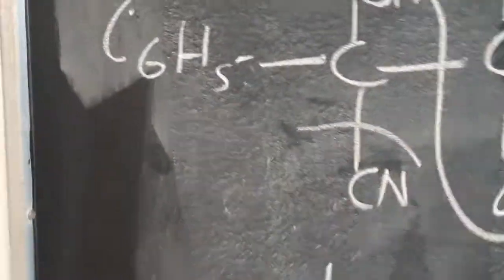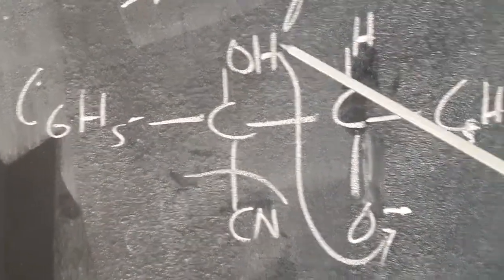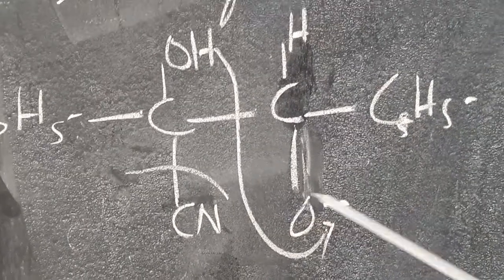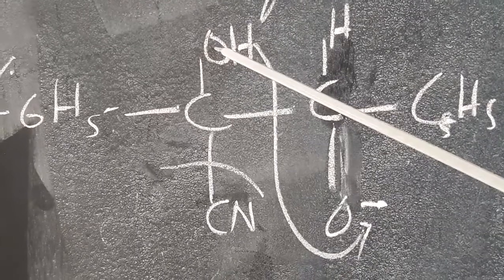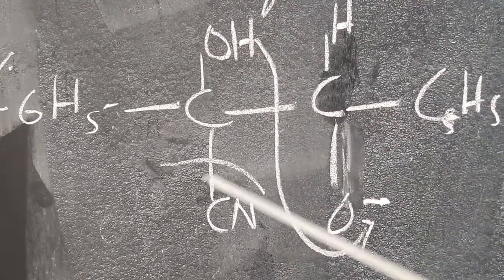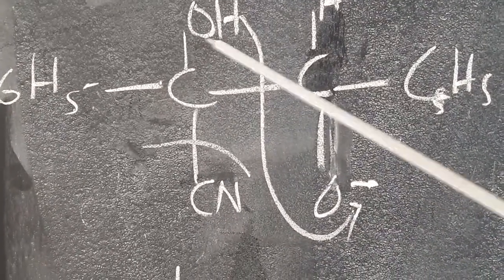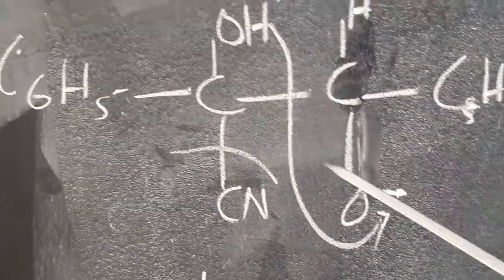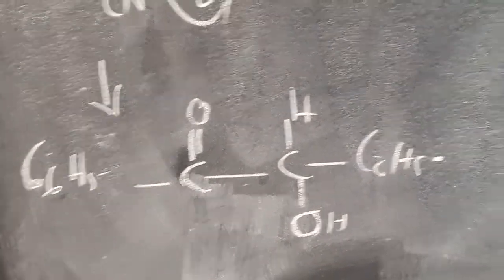Right? And the third step, there is a migration. What is the migration? This hydrogen from this OH group is moving to this oxygen, to form OH, okay? And here it will be O minus. And this CN will be going out, it will be removed, and it will be O minus and here there will be a double bond. And here will be OH. So that is happening here. That compound is known as benzoin.